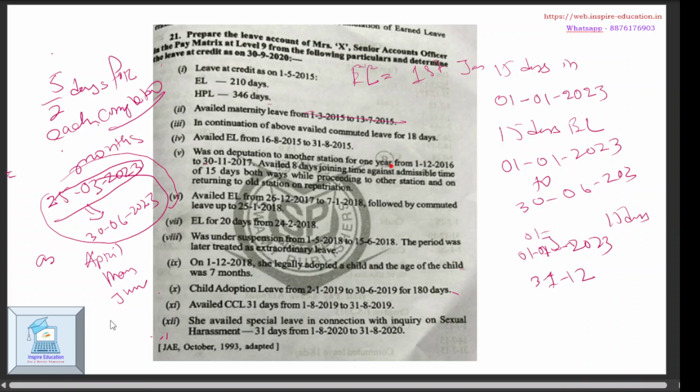The number of days will be calculated as 5/2 into the number of completed months: 3 fives are 15, divided by 2 is 7.5, which will be rounded to 8 days. So 8 days credit will be given if someone joins on 25/3/2023 for a fraction of a half year. The same applies for retirement also. Another point in earned leave is that it can be accumulated up to 300 days.